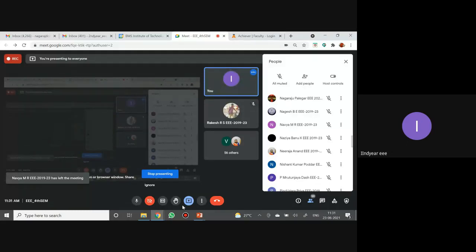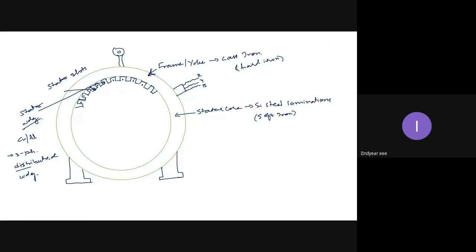Coming back here. So this is using a distributed three-phase winding. In one sentence, I can say distributed winding will always be helpful in eliminating the harmonic content in EMF induction. If I use concentrated winding, a lot of harmonics will come, and the average power developed because of concentrated winding will be very less.